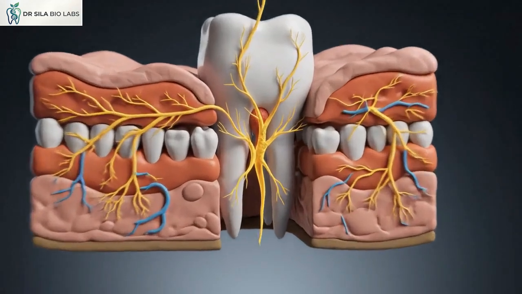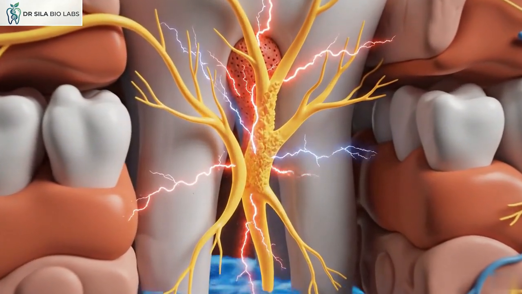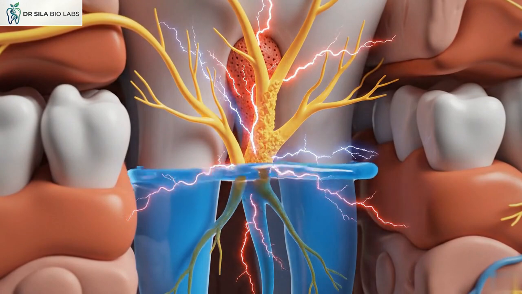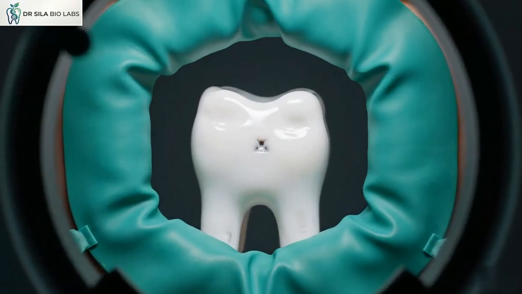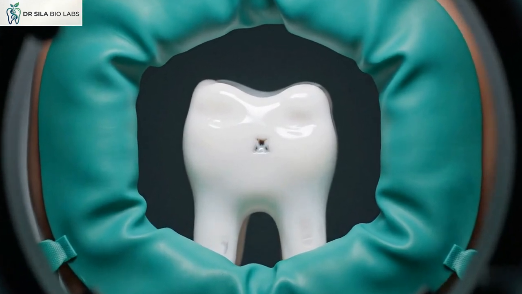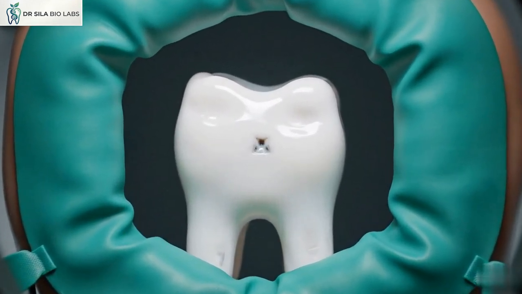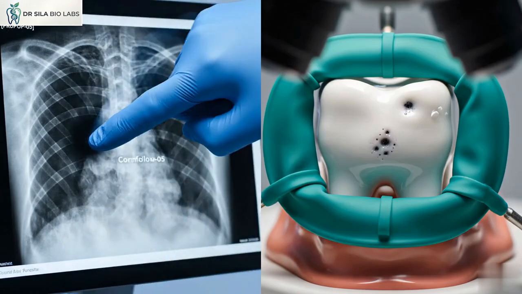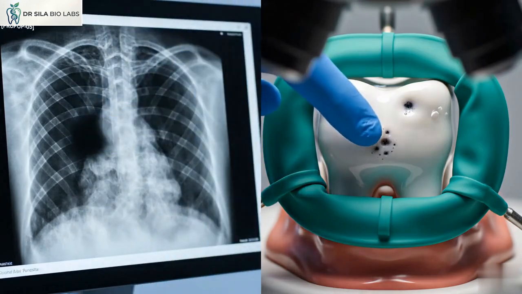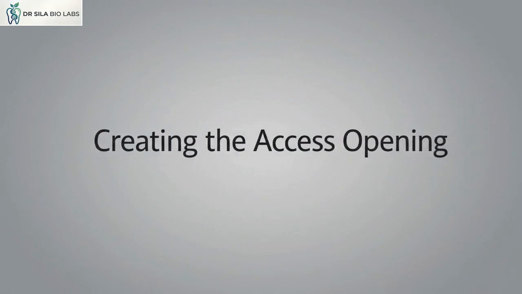The anesthetic agent is introduced, effectively blocking the pain signals traveling along the nerve pathway before they can reach the brain. Once the tooth has been anesthetized and isolated, the next step is creating an access opening. The first critical step is creating the access opening, allowing us to reach the infected area deep within the tooth structure.